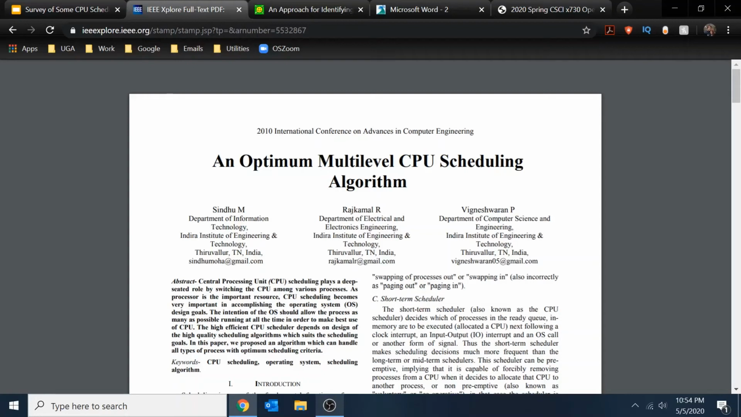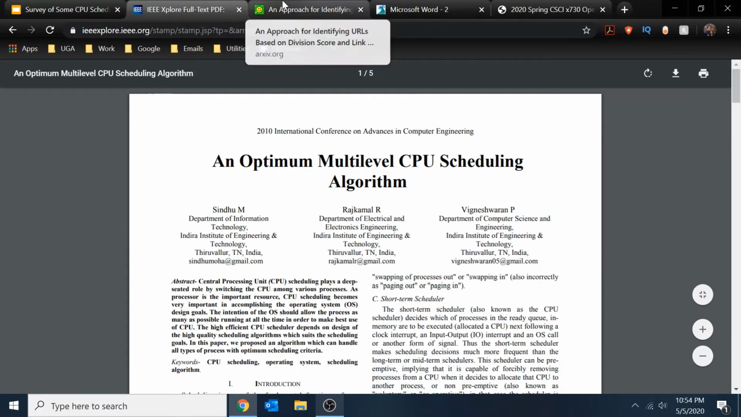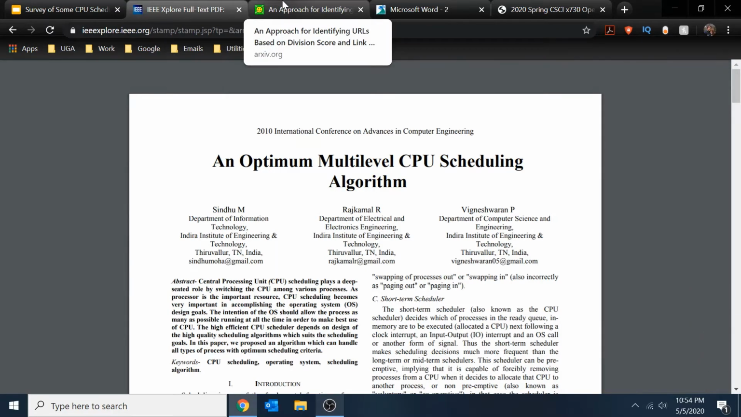So I'm going to give a presentation here about 3 papers that I chose to write a literature survey about. The first one here is just called an optimum multi-level CPU scheduling algorithm. And we'll look at the paper later in the presentation.